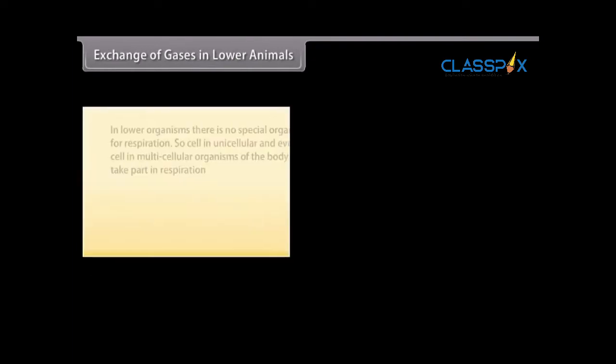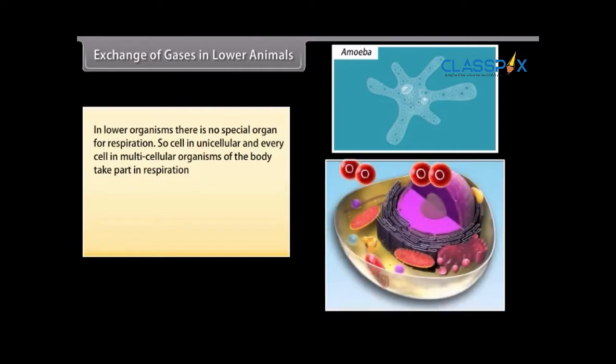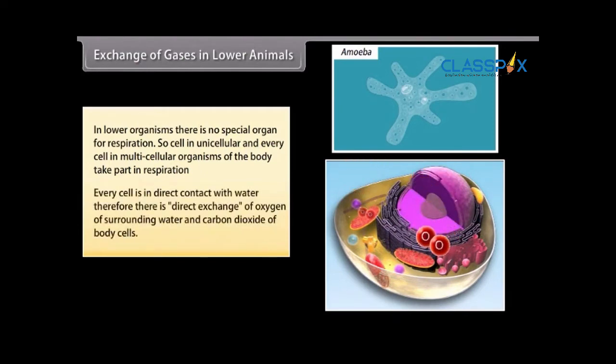Exchange of gases in lower animals. In lower organisms, there is no special organ for respiration. So, the cell in unicellular organisms and every cell in multicellular organisms of the body take part in respiration. Every cell is in direct contact with water. Therefore, there is direct exchange of oxygen of surrounding water and carbon dioxide of body cells.